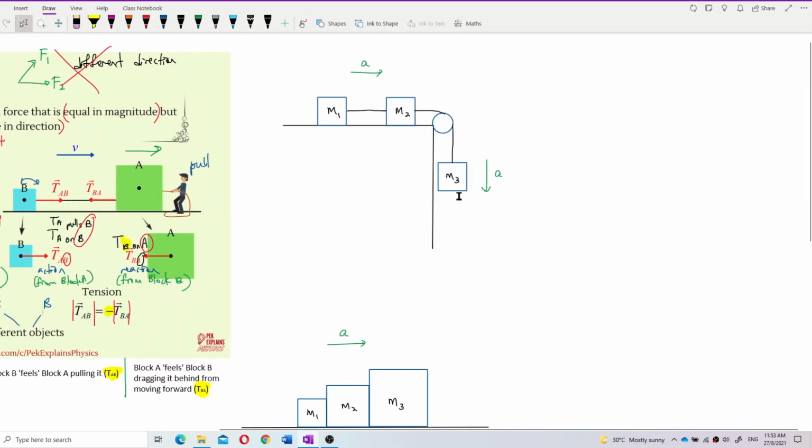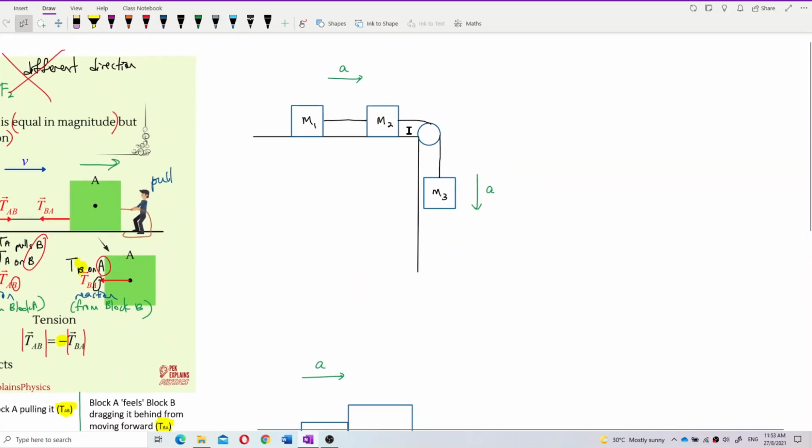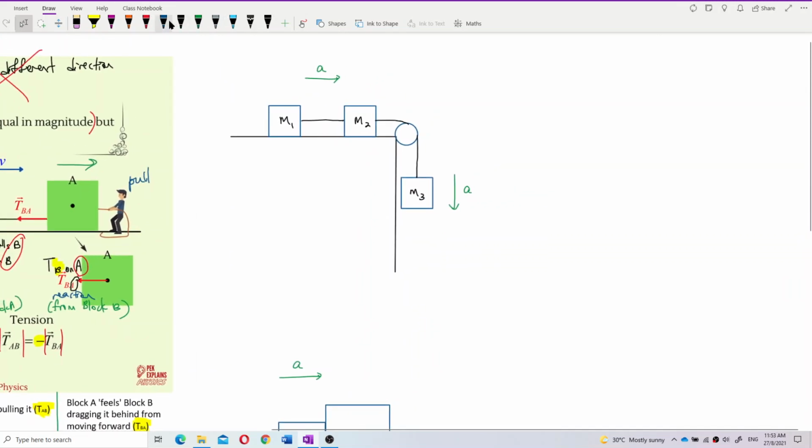Now let's draw the free body diagram. Let us draw one by one. So first of all, we have three objects. Remember the key here: we have three objects, so we must have three free body diagrams, isn't it?